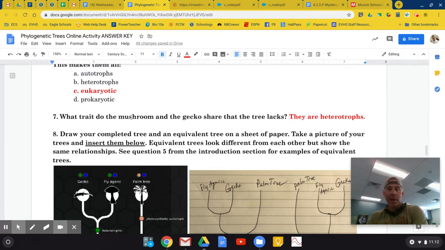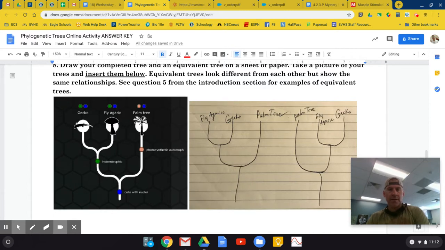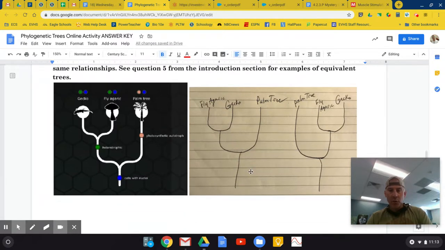So that's the main trait that they share, and that's actually just based on this sort of superficial picture. I mean, we're not looking at a lot of traits in this picture that you guys saw when you did the activity, but it is showing the trait that's allowing geckos and the fly agaric mushroom to be more closely related: they are heterotrophs, whereas the branch over here for the palm tree, that photosynthetic autotroph, is the only one of those three that has that trait of being a photosynthetic autotroph. I drew over here.